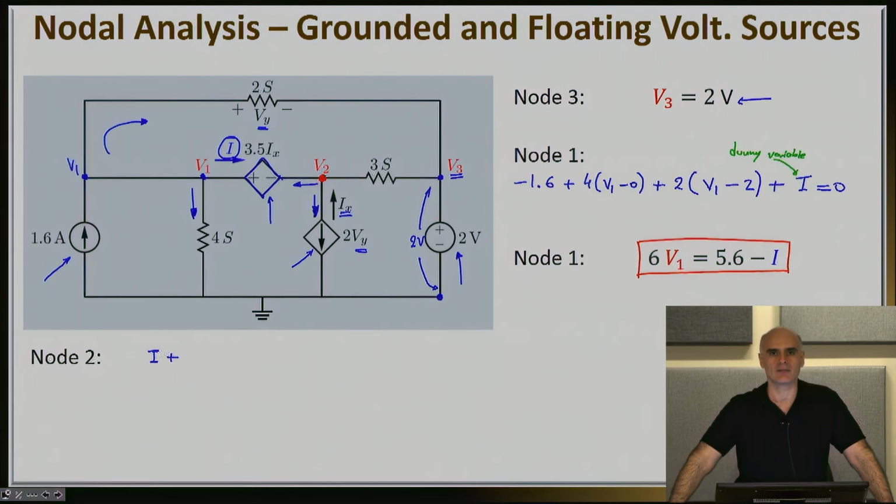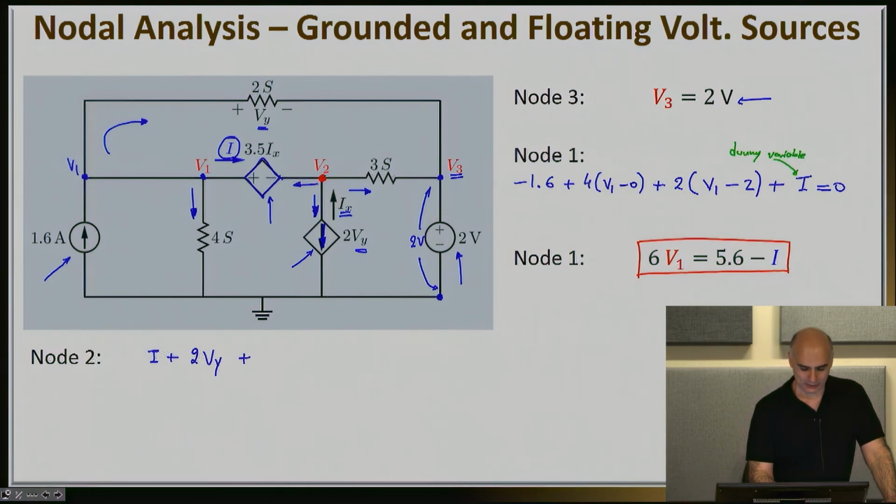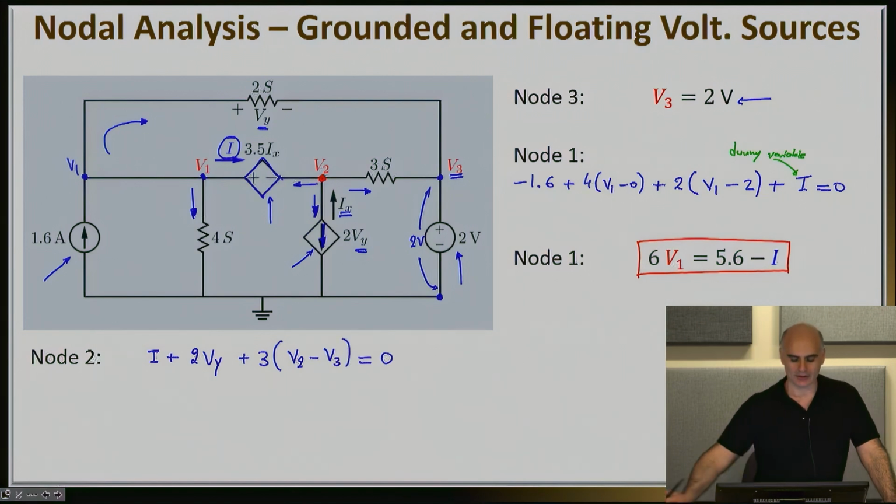And this current in this branch is dictated by the dependent current source. It's exactly the same as this current here, whose value is basically 2 Vy. So there we go. Then we have the current that leaves to the right, and this is the current that leaves through the 3 Siemens conductance. And therefore, I will basically have plus 3 Siemens. This is the 3 Siemens conductance times V2 minus V3. That must add up to 0.